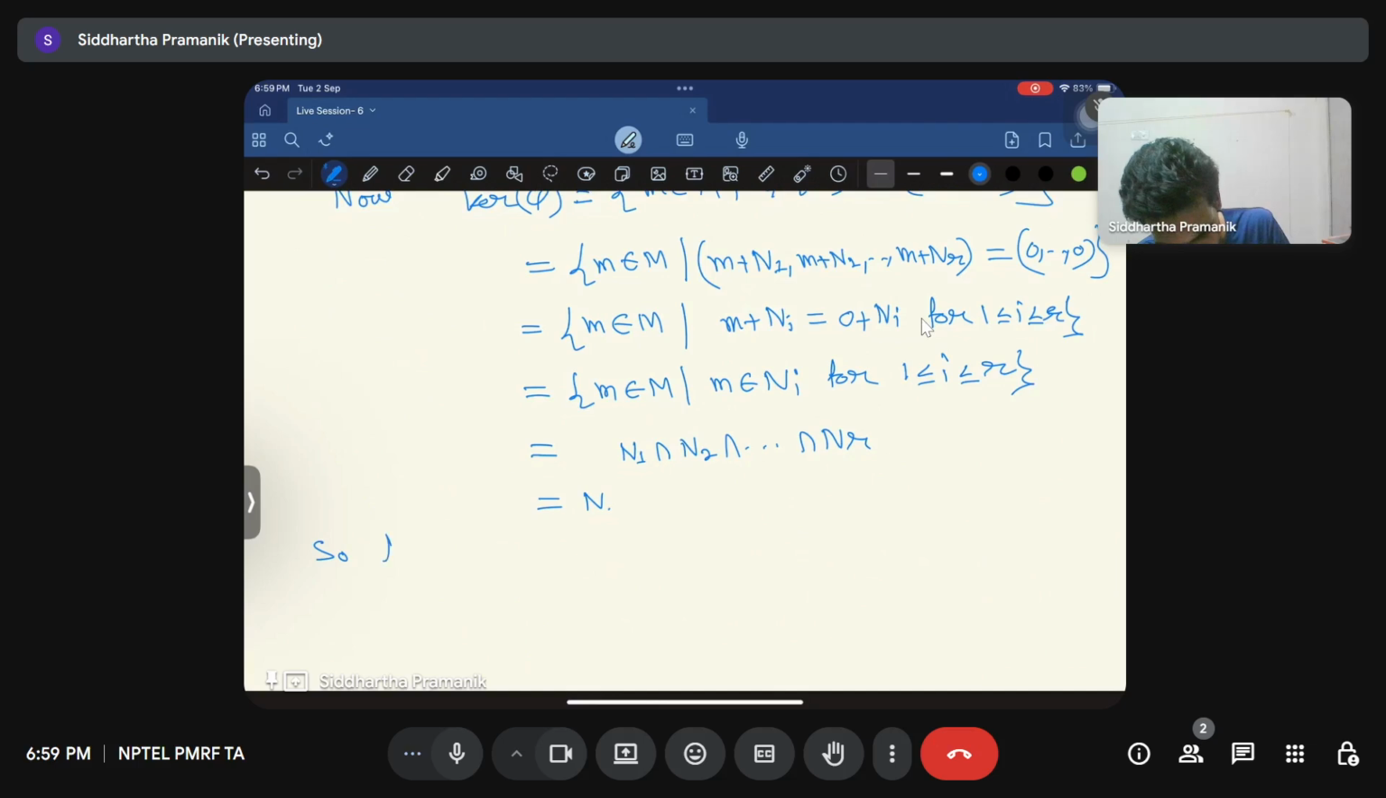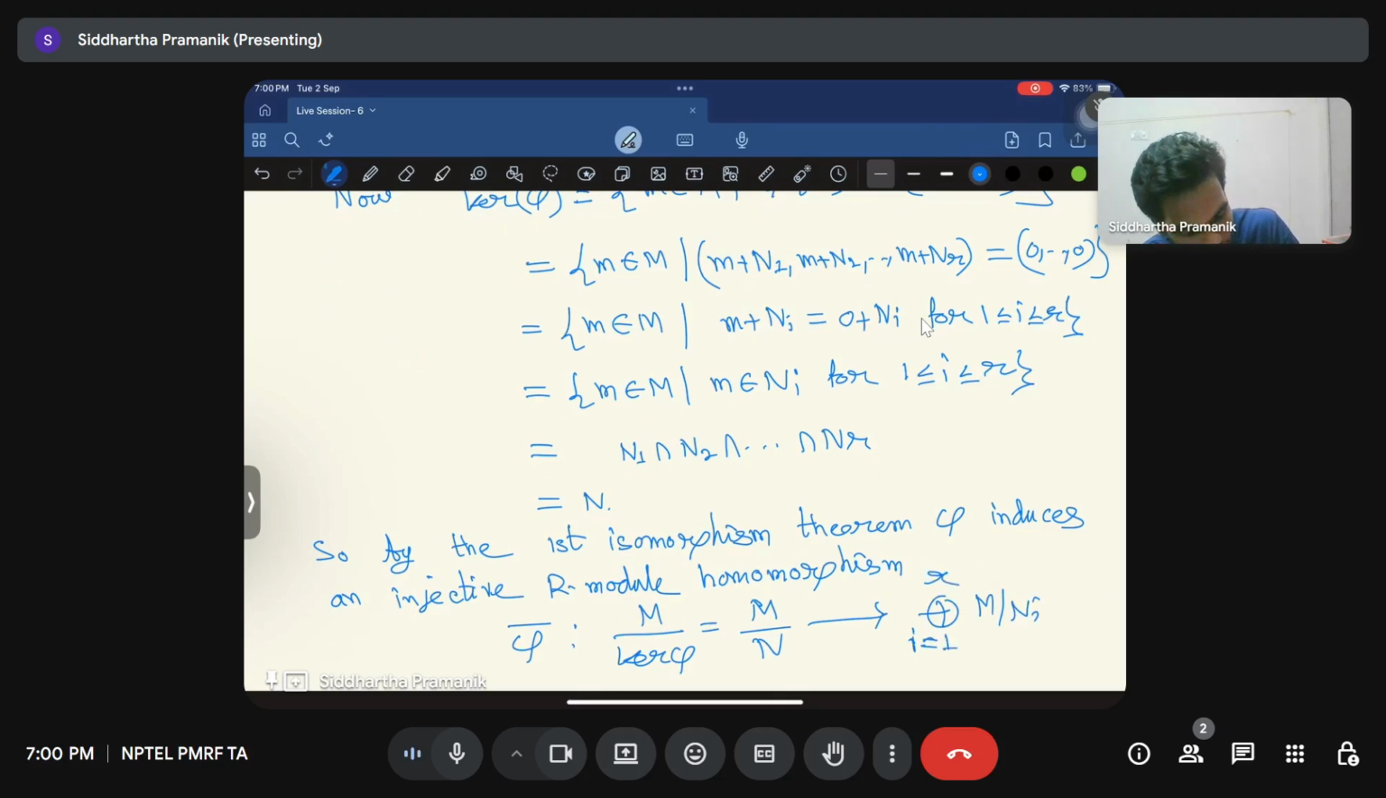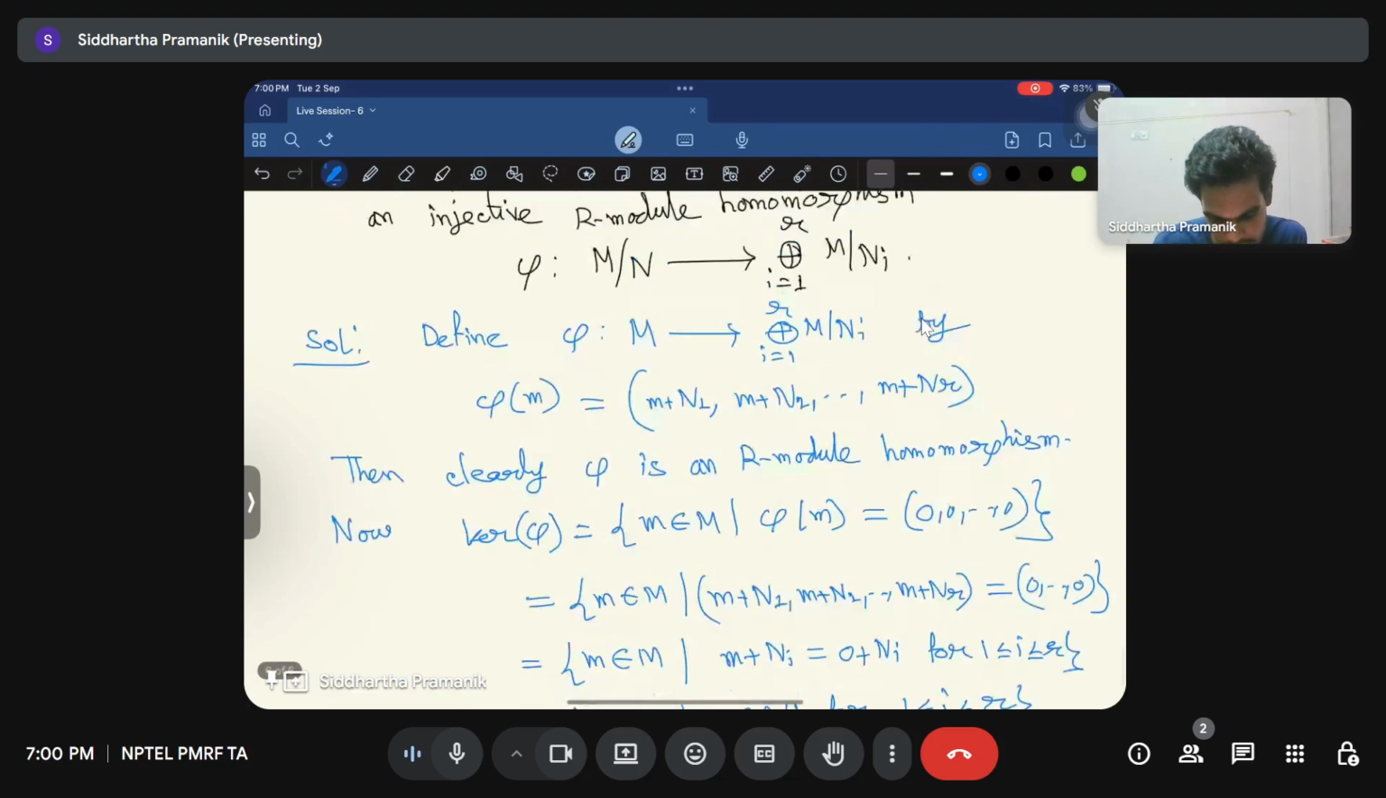So by the first isomorphism theorem, the map phi induces an injective R module homomorphism, let's say phi bar, from M mod kernel phi, which is the same as M mod N, to this direct sum of the quotients M mod Ni, i equals 1 to r. So this is fairly easy.